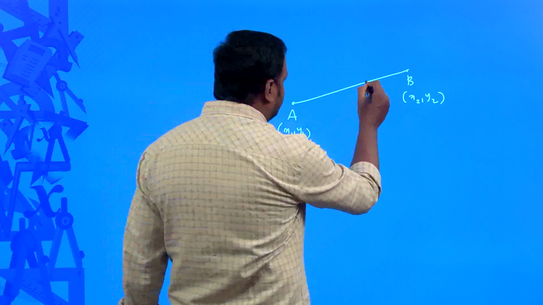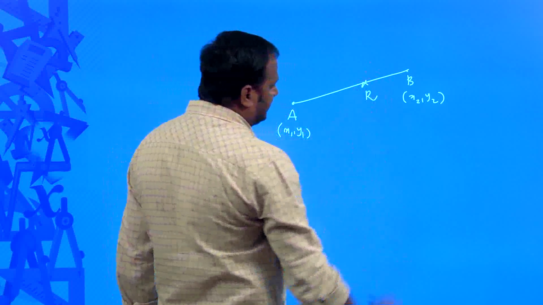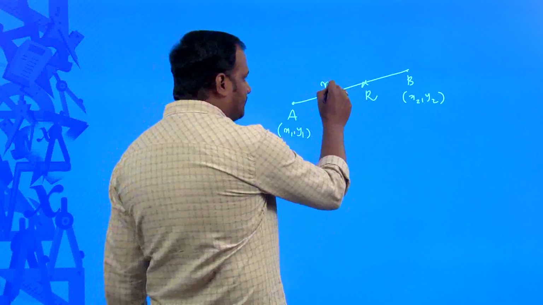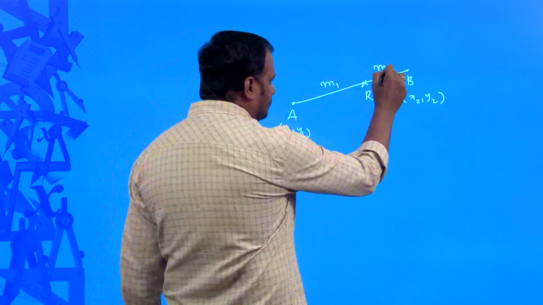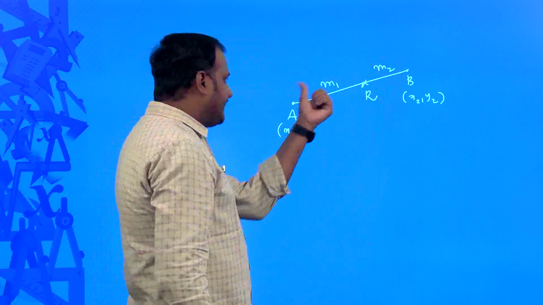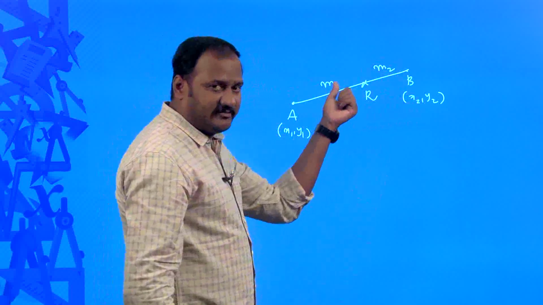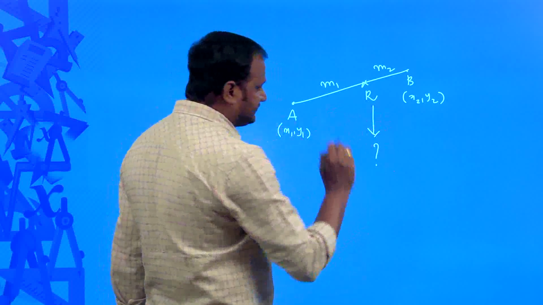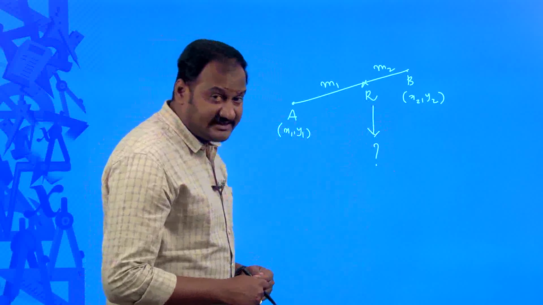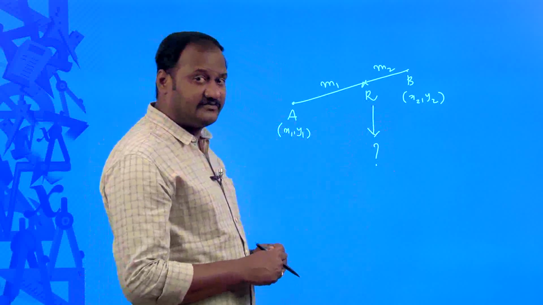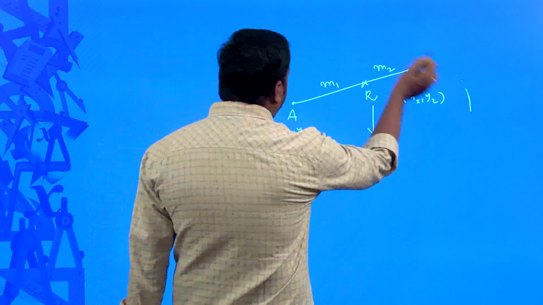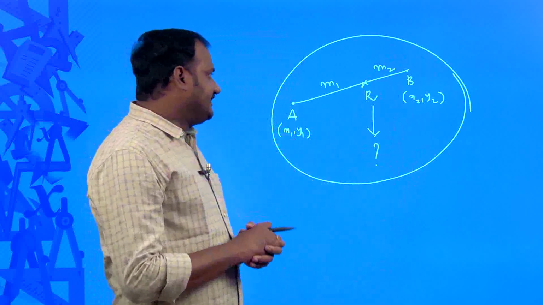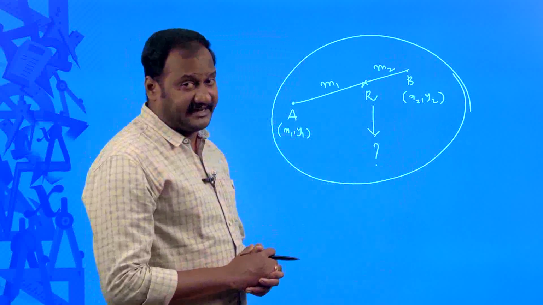Suppose this point is R, and R is dividing the line segment AB in the ratio m1 is to m2. What does this mean? AR is to RB is equal to m1 is to m2. Then what are the coordinates of this point R? That is what is called the section formula or division formula. In order to derive it, we need a little knowledge of similar triangles.